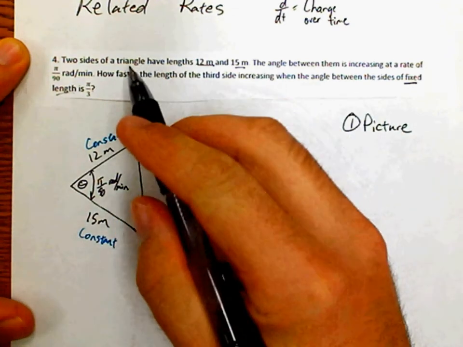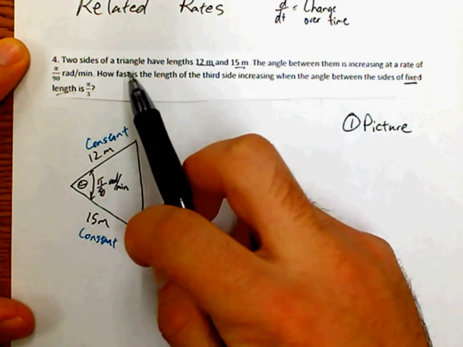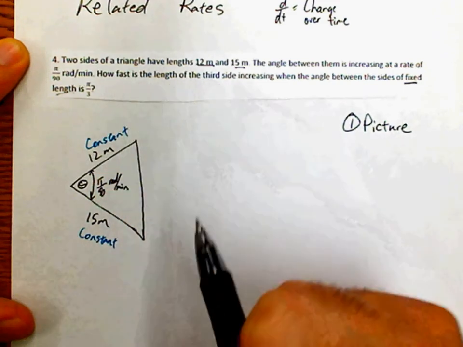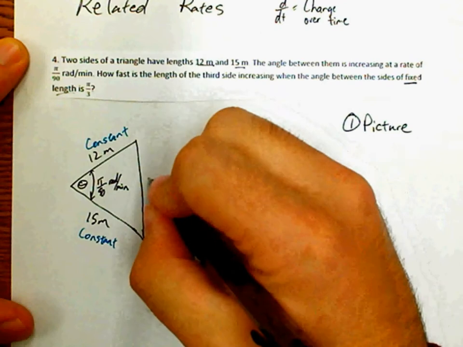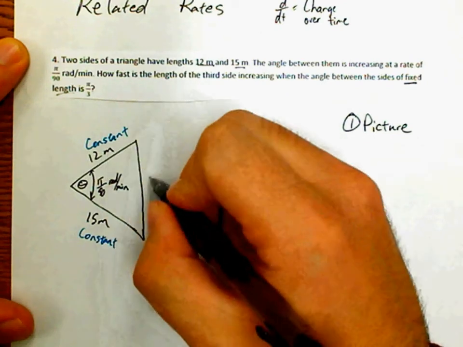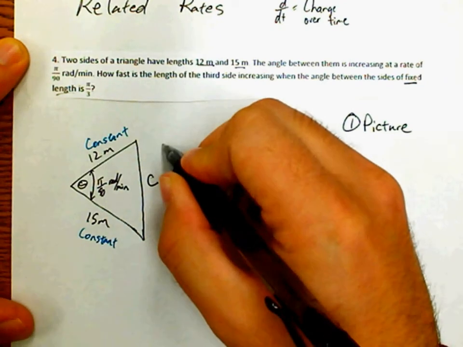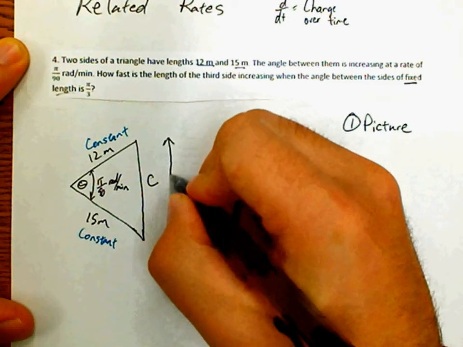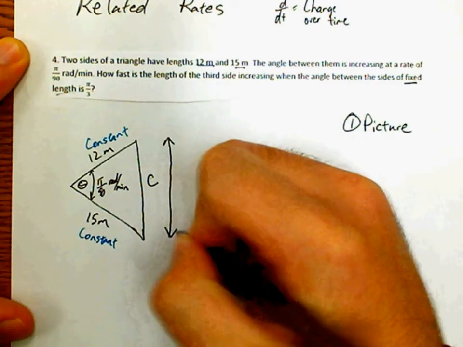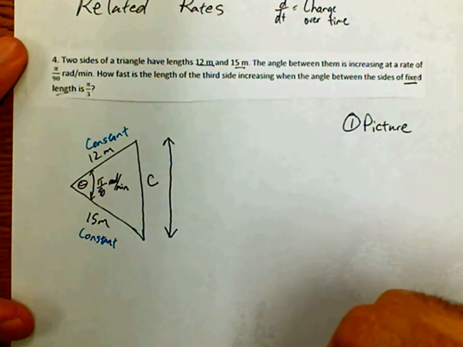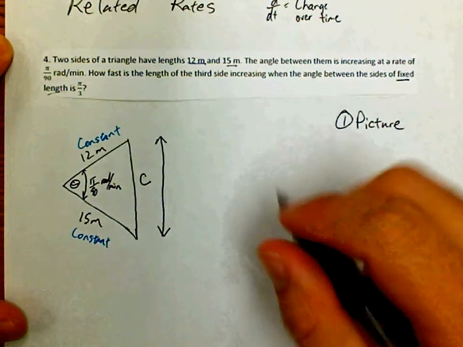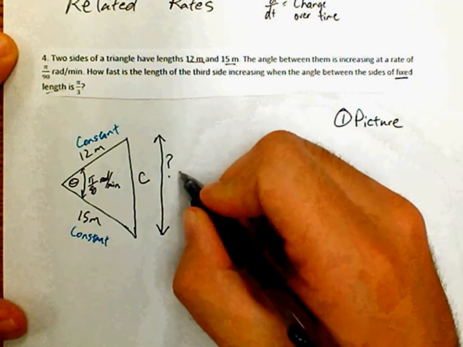They didn't tell you much about this, but there's another value that's changing. The third side is changing. Let's call the third side, if this is A and B, this would be C. But you could call it whatever you want. Names are completely free form. You choose them however you want to. That side is increasing. I'd like to know how fast.